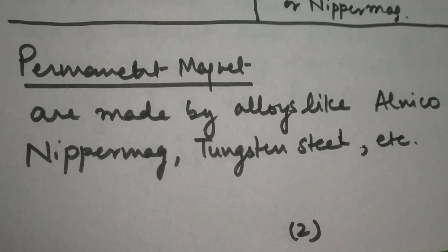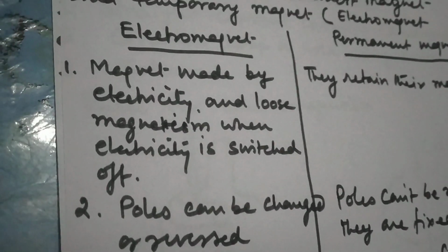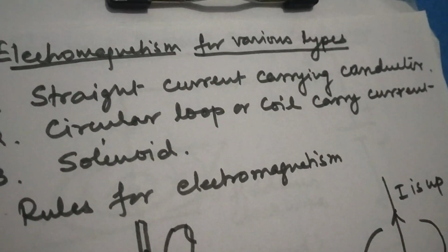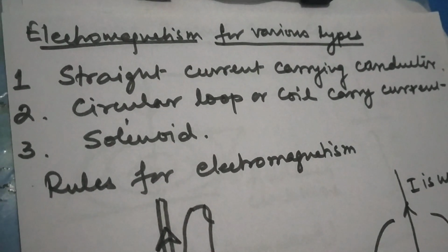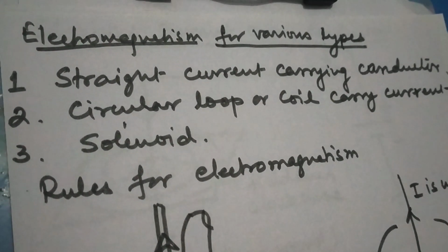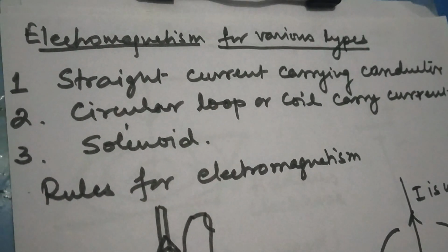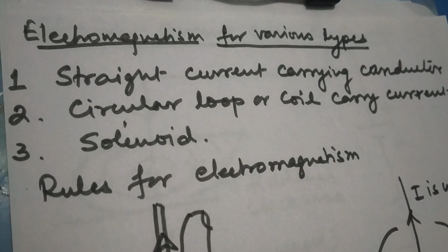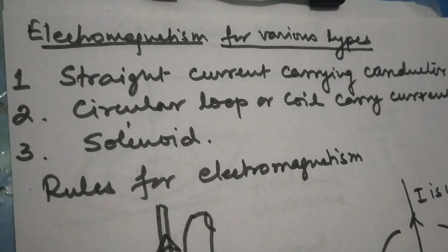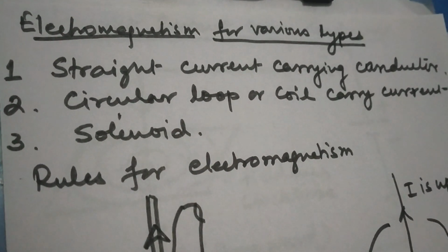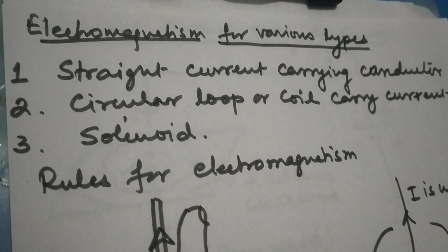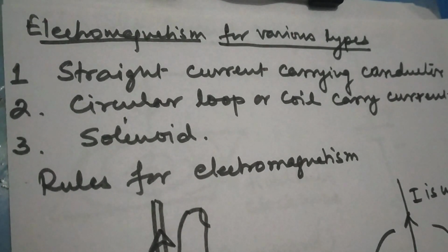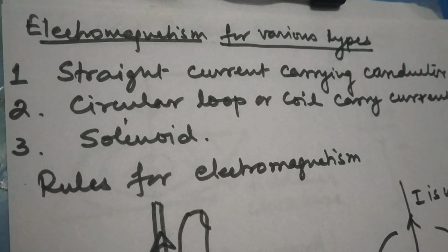I hope the composition of the permanent magnet is also clear to you. So today we'll be taking a very important topic that is called electromagnetism of various types. In the last video, we told you that magnetism is caused by electricity. And I told you the experiment of Oersted also, that whenever we pass electricity through a straight conductor, it becomes a magnet, or more precisely you can call it an electromagnet.